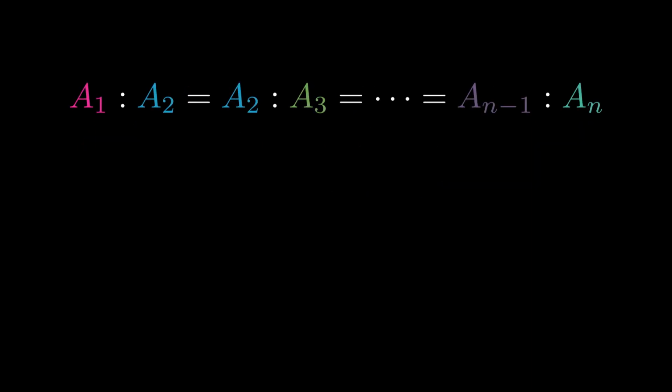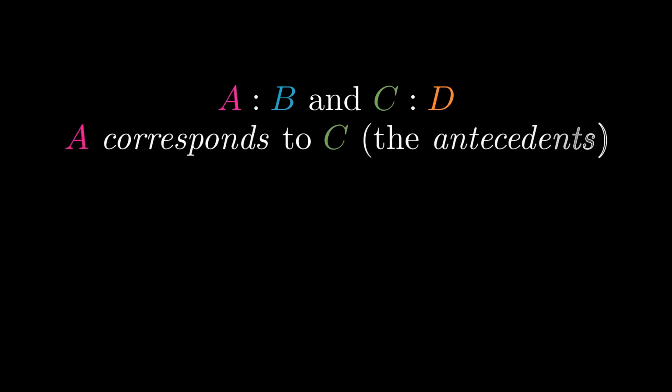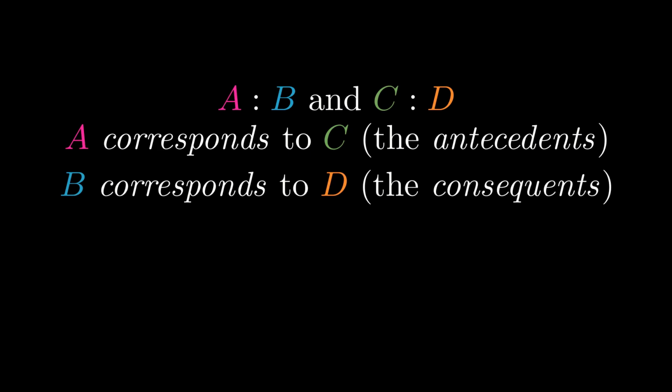Essentially, if A1 is to A2 as A2 is to A3, and so forth, as A(n-1) is to An, it turns out that A1 is to An as A1 to the n is to A2 to the n. Given two ratios, A to B and C to D, we will say that A corresponds to C, these are the antecedents, and B corresponds to D. These are the consequents.